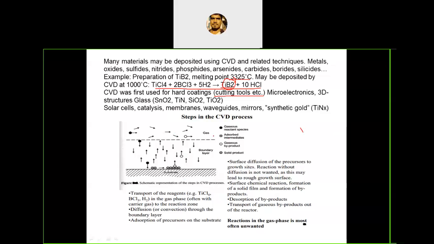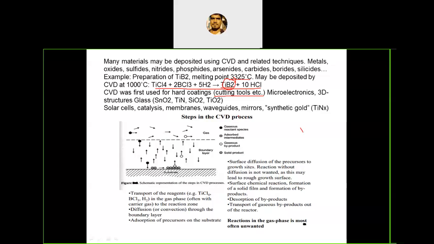And see, these are the steps in the CVD process. Just like in PVD, here also some steps are there. First, we have to supply the gaseous reactant. Next come the absorbed intermediates, gaseous byproduct, and solid product. First, we have to supply the gaseous reactant to the reaction chamber.